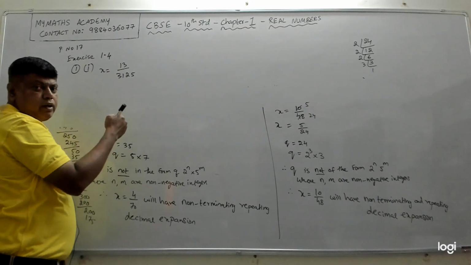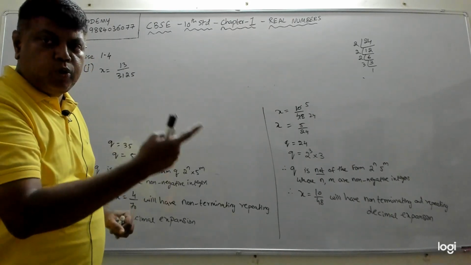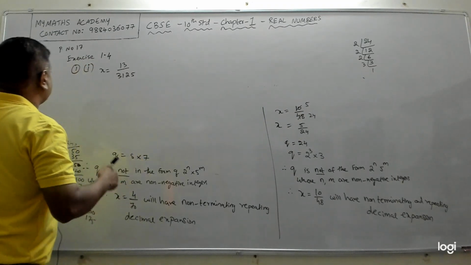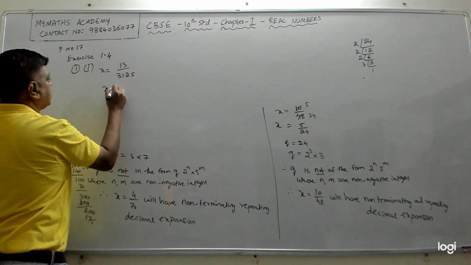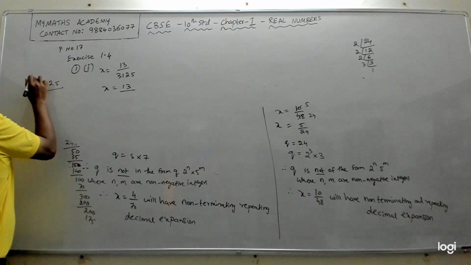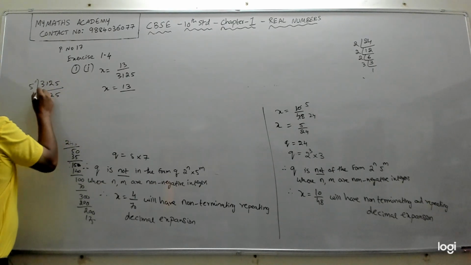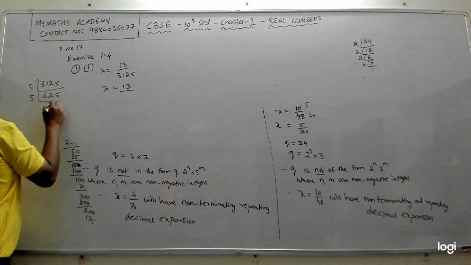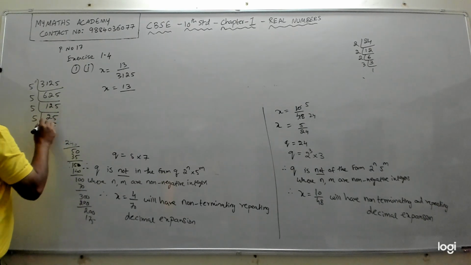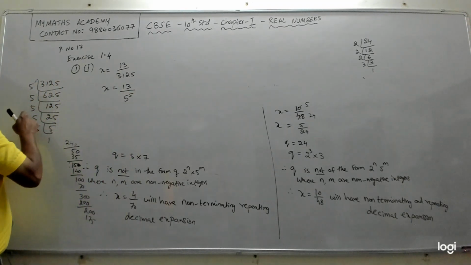Before simplifying, let's convert the numerator and denominator into prime factors. 13 can be written as only 13. 3125 can be written as what? If you do the prime factorization, 5 goes in 625 times, 5 goes in 125, again 5 in 25, again 5 in 5, again 5 in 1. So this can be written as 5 power 5: 1, 2, 3, 4, 5.